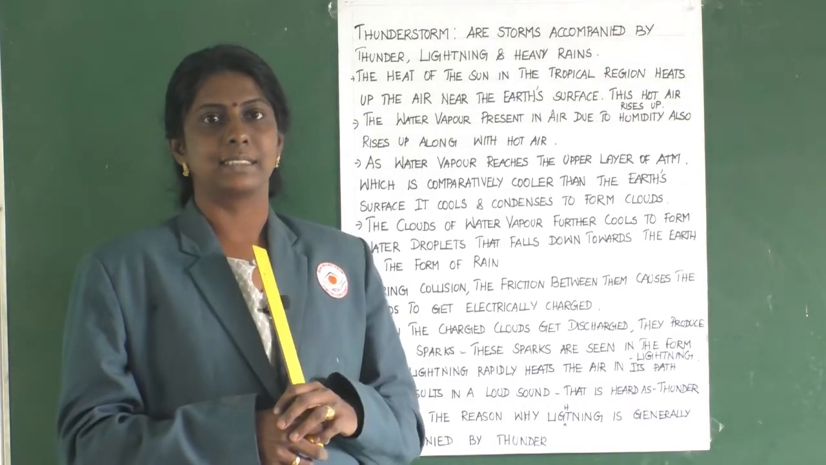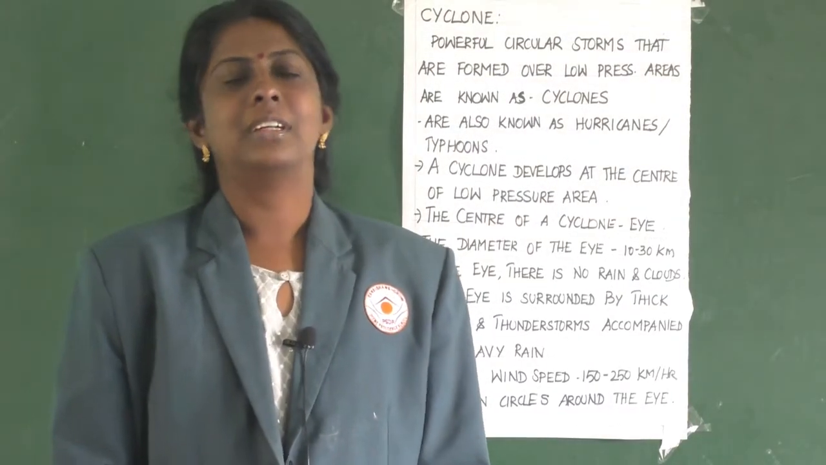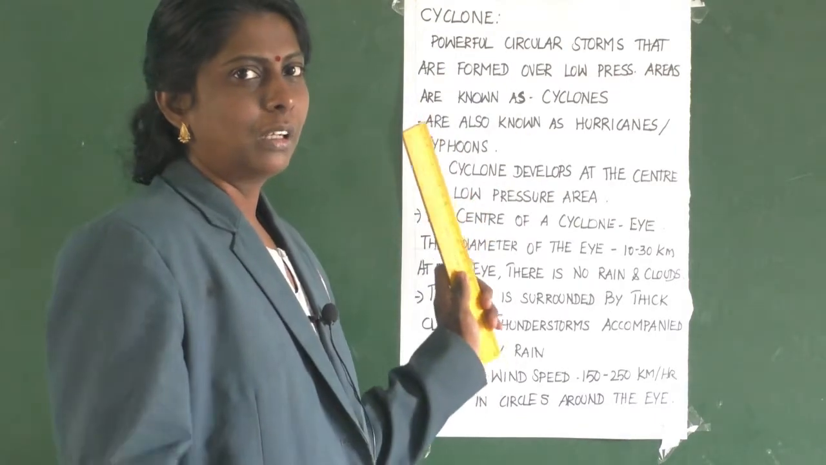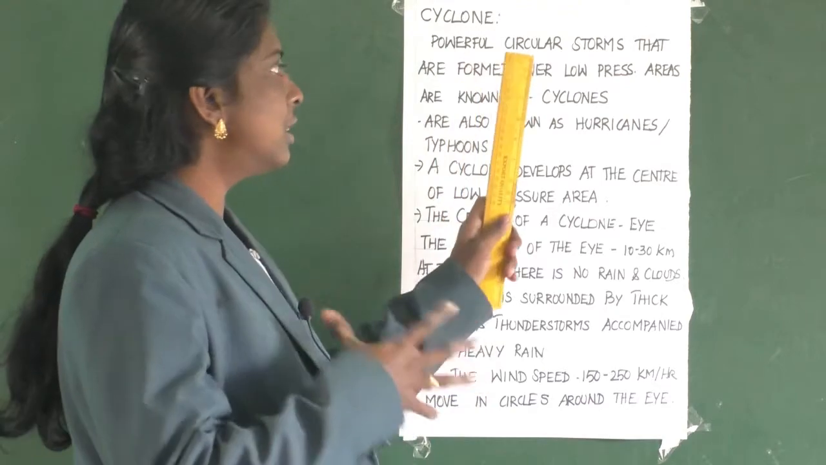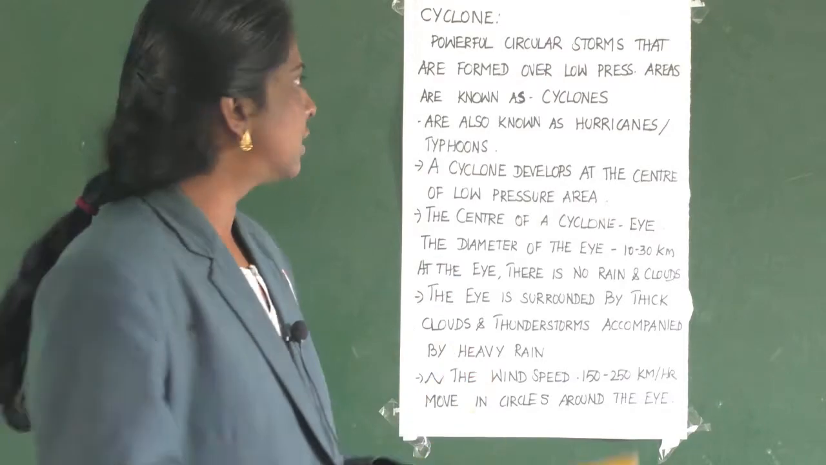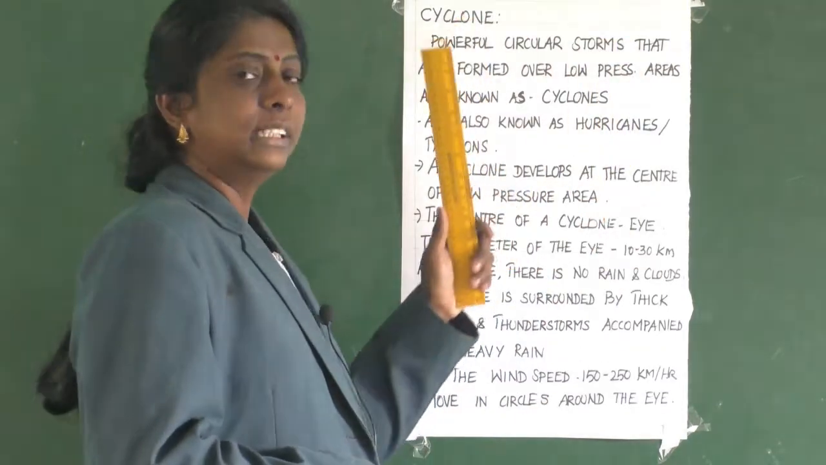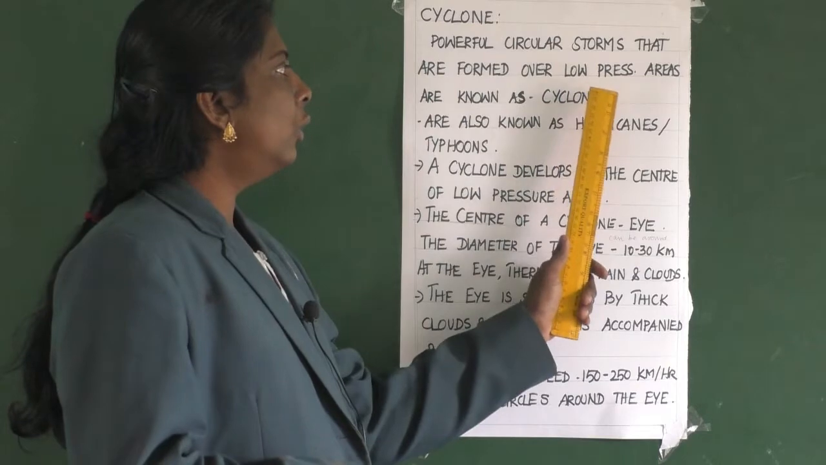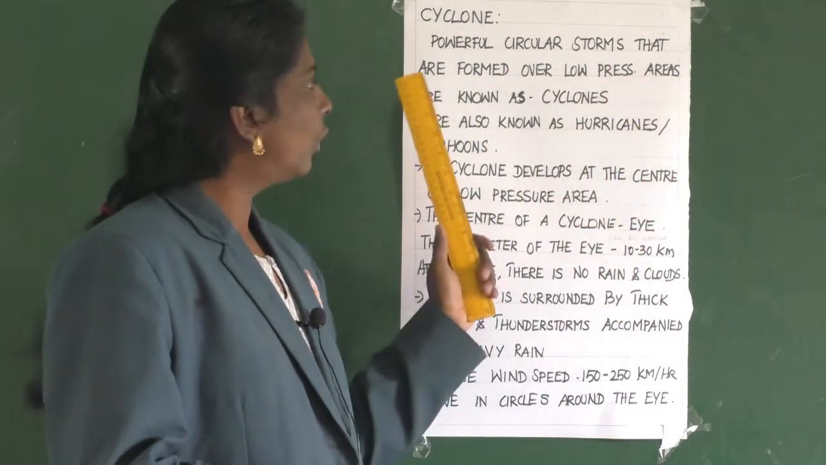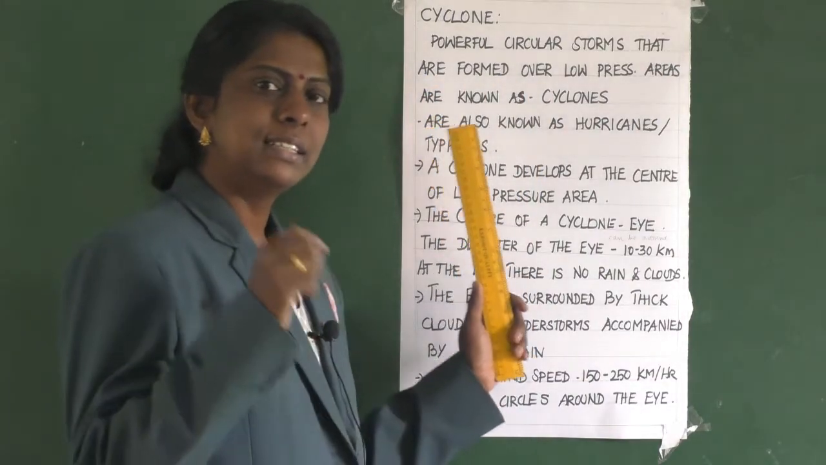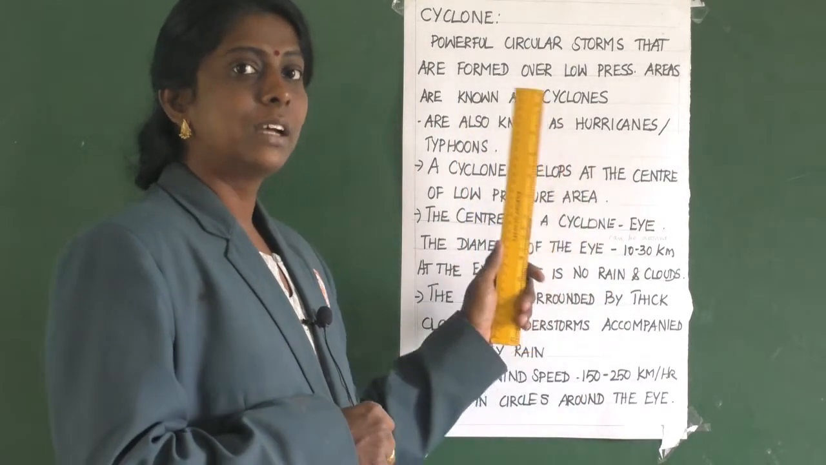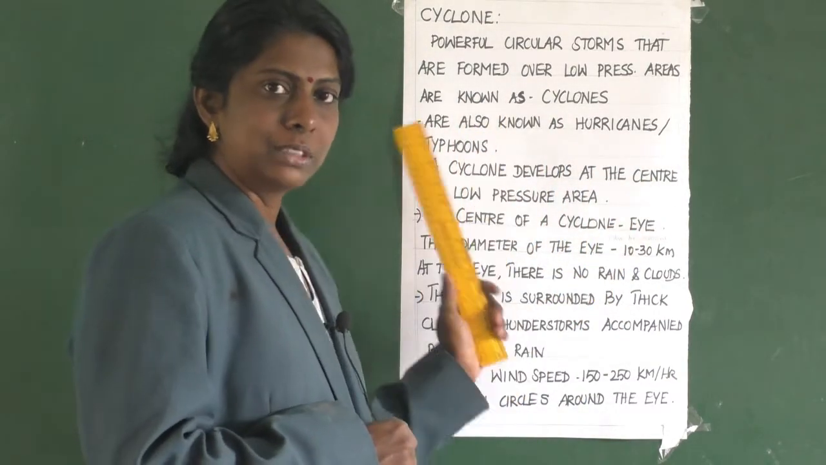Clear, children? Yes. Now children, let us learn about cyclone. So what do you mean by cyclone? Powerful circular storms that are formed over low pressure areas are known as cyclones. They are also known as hurricanes or typhoons.